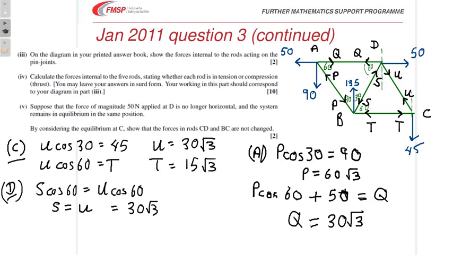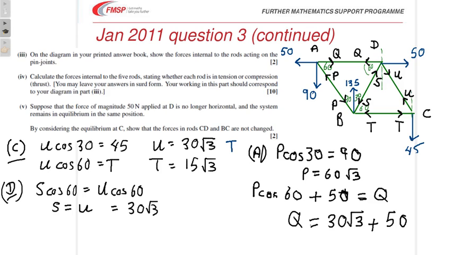30 root 3 plus 50. So take a moment and check that. Check those amounts. I've got to indicate whether they're tension or compression all the way through this. So I'm going to get blue and go through these and just indicate whether they're tension or compression. So U is a tension. If you look at it, that's a tension.